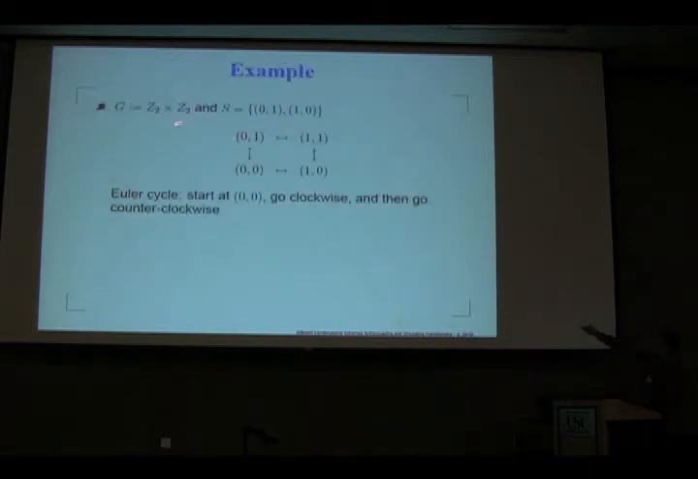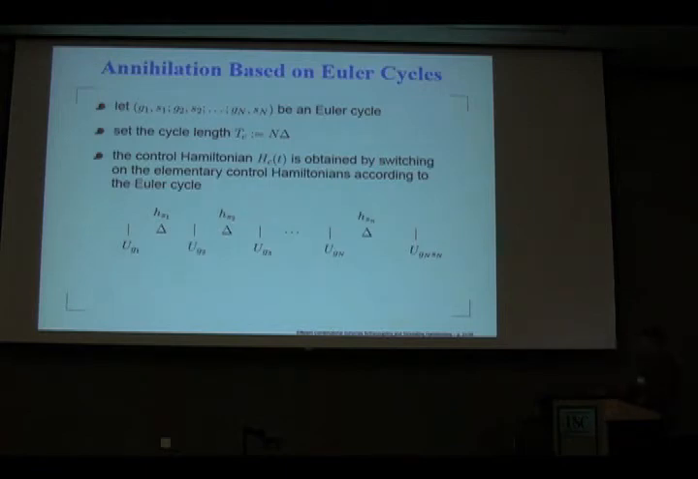Okay, a simple example. Again this Z2 times Z2. An Euler cycle would be, we go like this, and then we go back. And now we're going to use an Euler cycle to define an annihilation scheme. The way it works is like this. Here we have the Euler cycle, and we choose the cycle length to be n times delta, where delta is the length of these sub-intervals. The control Hamiltonian is obtained by switching on the elementary control Hamiltonians according to the Euler cycle.